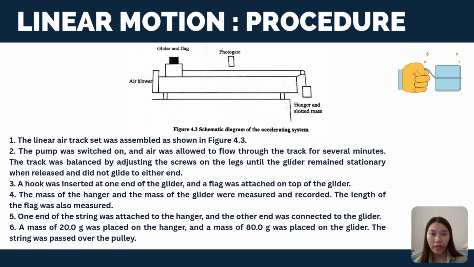Different weights were added to the hanger to apply different forces. The photogate measures the motion of the glider. We record the data for position, time, and velocity to calculate the acceleration. Next, I will pass to my group mate.